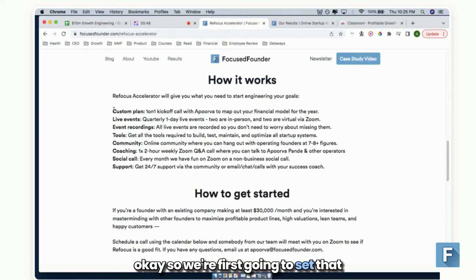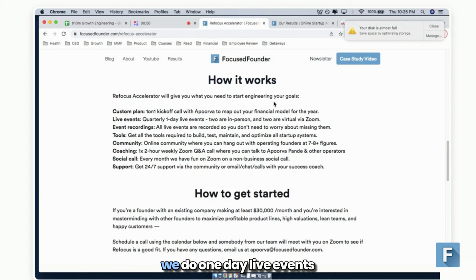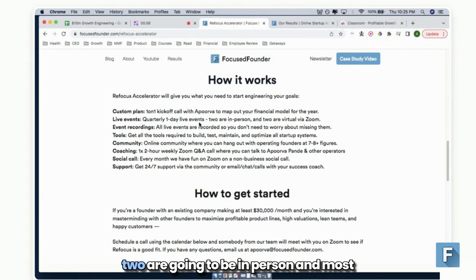Okay, so we're first going to set that plan, and then you're going to start executing on these things. You're also going to have access to live events. So quarterly, we do one-day live events. Two are going to be in person, and most of them have been virtual so far on Zoom. And all the events are going to be recorded.